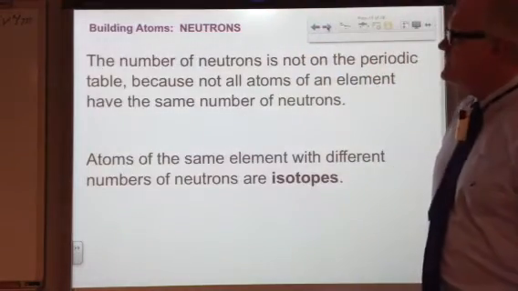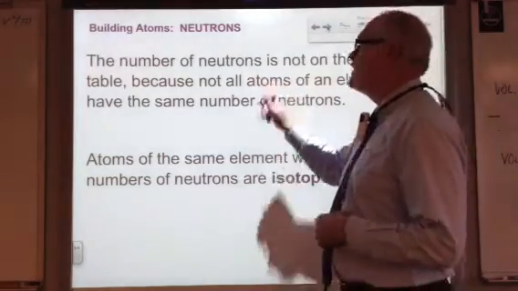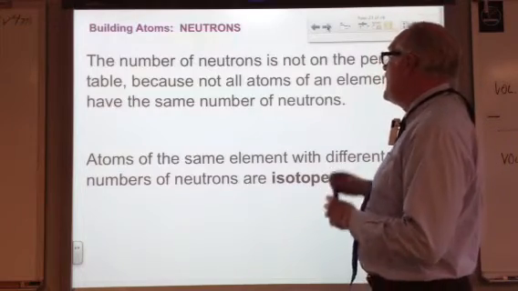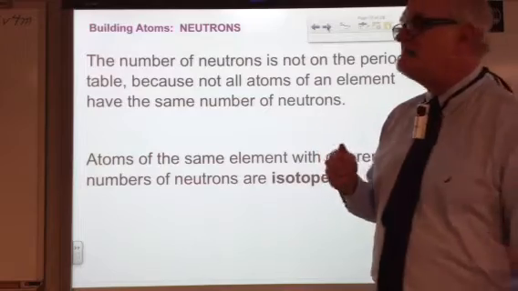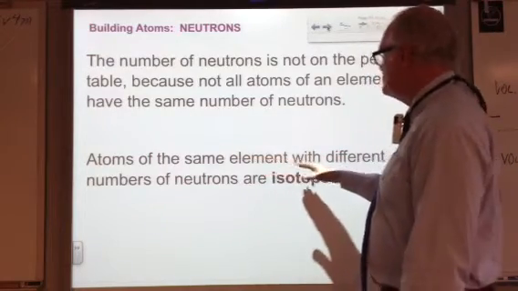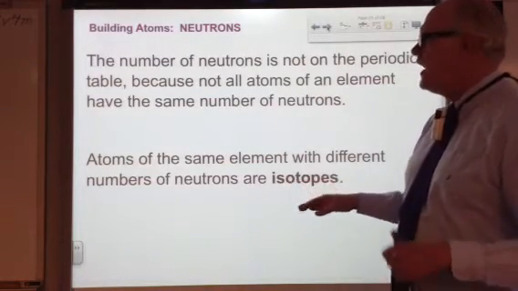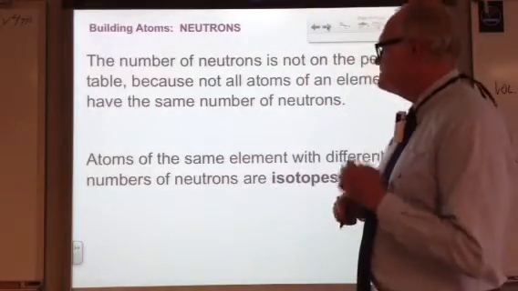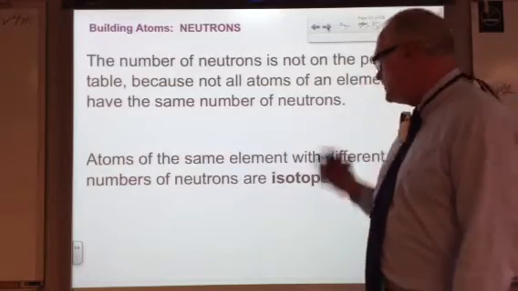All right, let's think about the number of neutrons now. What can we tell about neutrons? Well, the number of neutrons isn't on the periodic table, and it's not easy to figure out. The reason for that is because not all atoms of an element have the same number of neutrons. So atoms have different isotopes. Isotopes of elements are atoms with different numbers of neutrons.